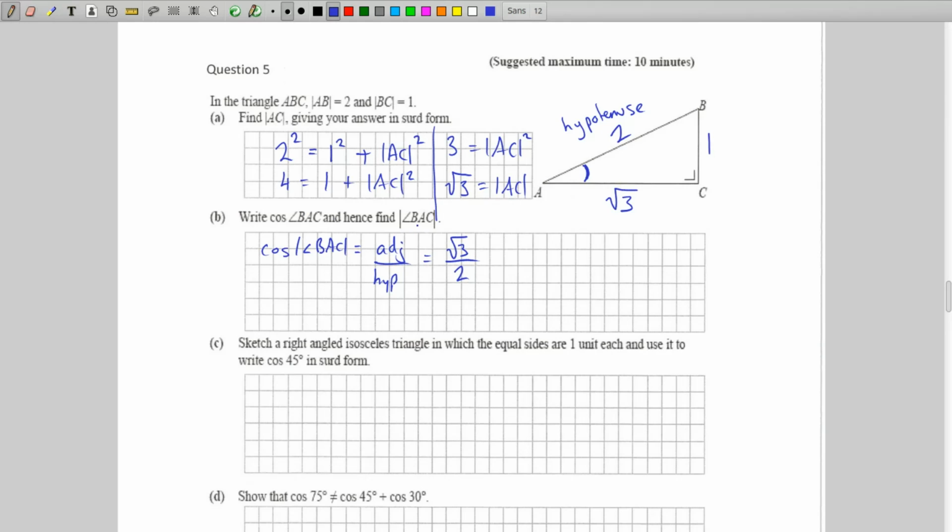And hence we have to find the angle BAC. So to find BAC, you use the inverse cosine of the same ratio, that is root 3 over 2. And so you can put that in your calculator, or you can take a look at the formula in the tables book, and that will tell you that BAC is 30 degrees.